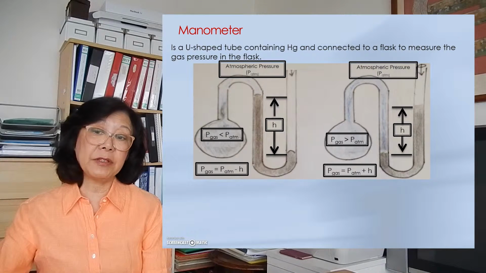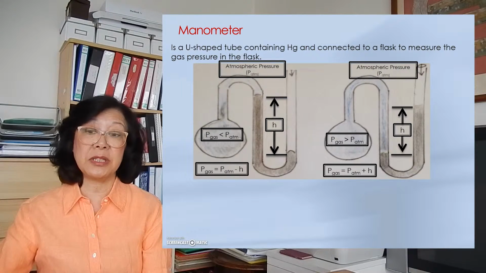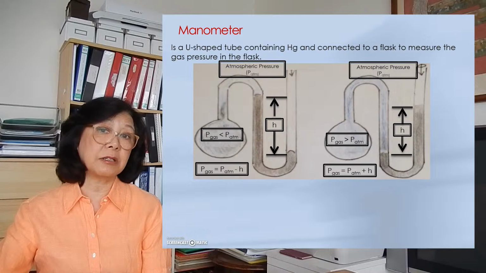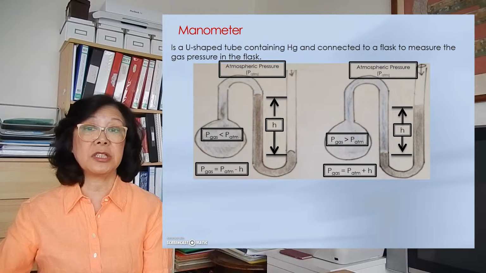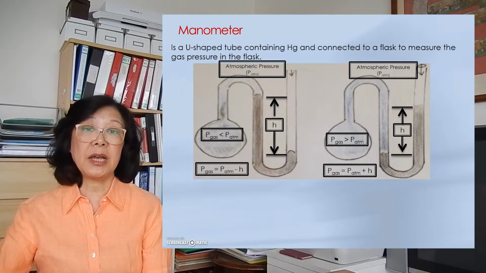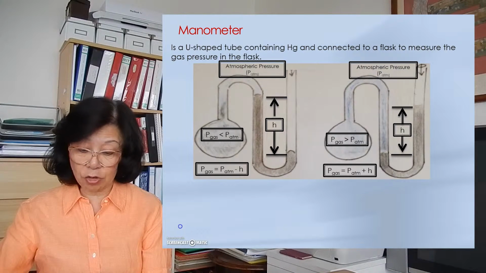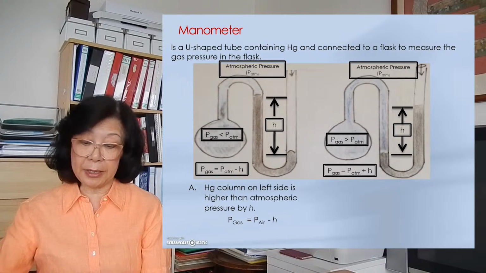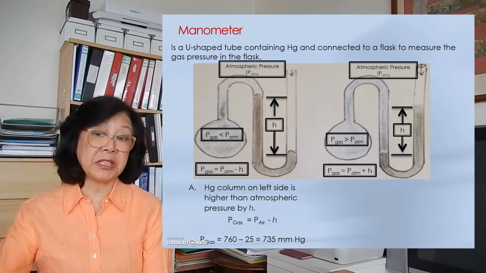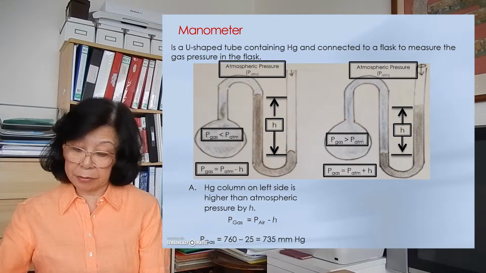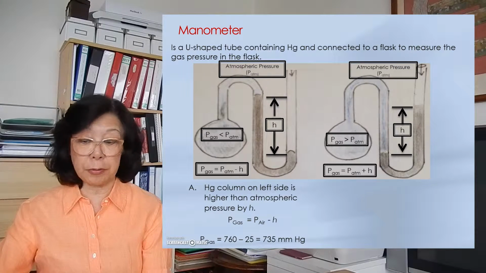Now, you look at the left diagram, you see that the column is a little bit taller on the left-hand side by the distance of h. That means air pressure is greater than the gas pressure by the distance of h. And therefore, when we calculate it, it is equal to 760 minus 25 equals 735 millimeter mercury.